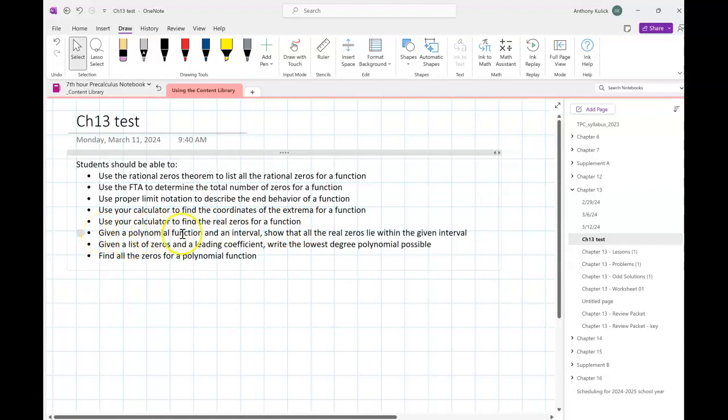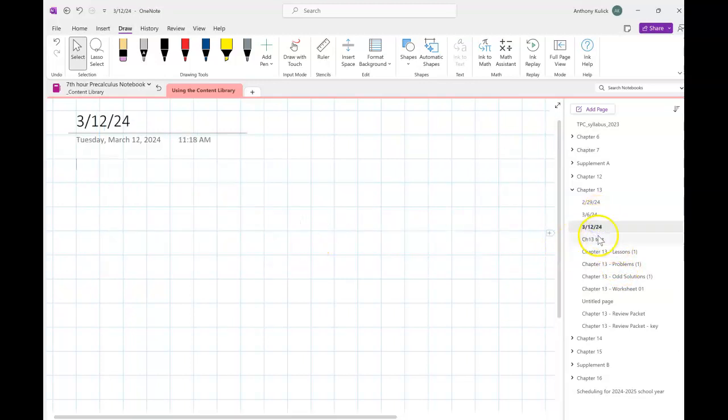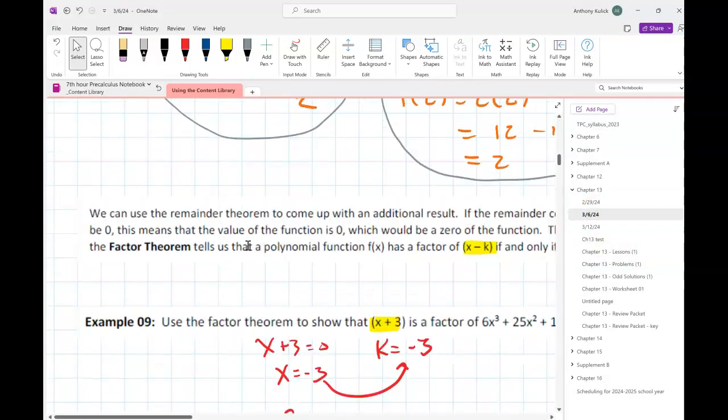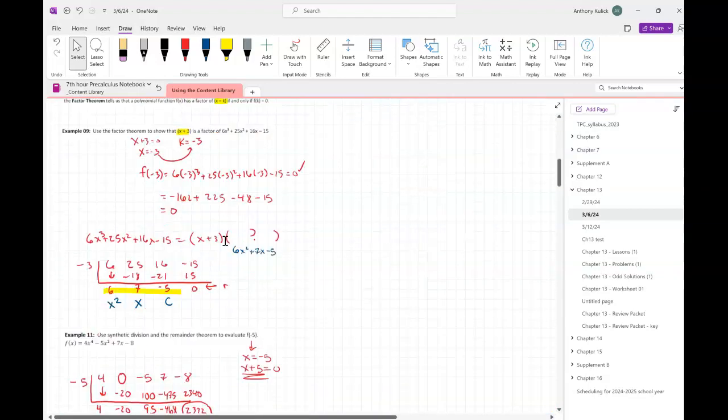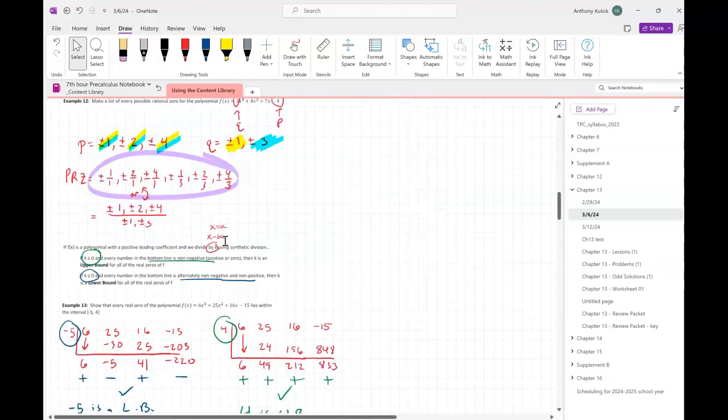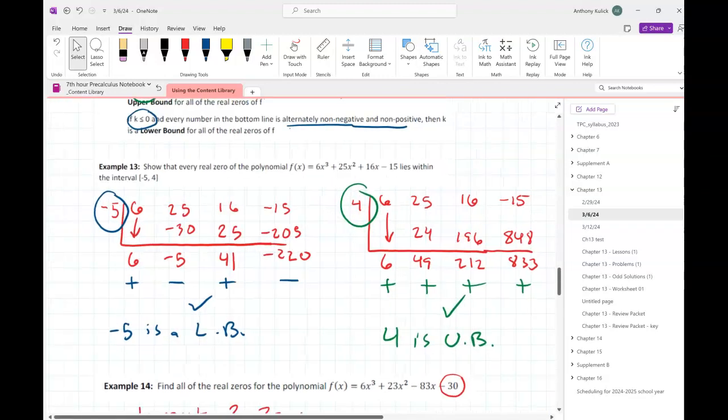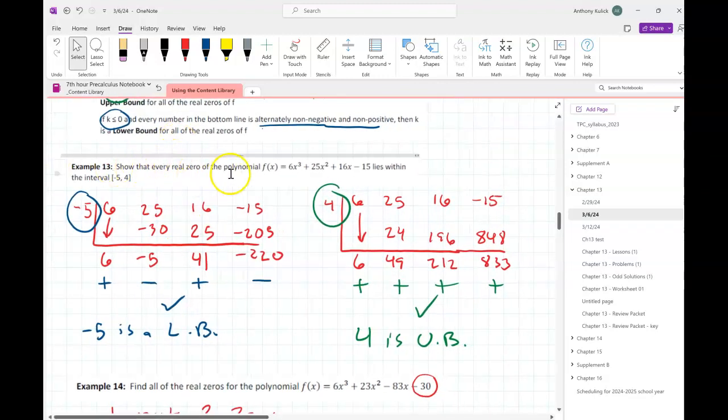If I give you a polynomial function and an interval, you should be able to show that all the real zeros lie within the given interval. What am I talking about there? If we look at our lesson from last time, this guy right here, like example 13, right? Show that all the real zeros lie within the interval. All you had to do was two synthetic divisions and look at the pattern of the numbers at the end of the synthetic division.